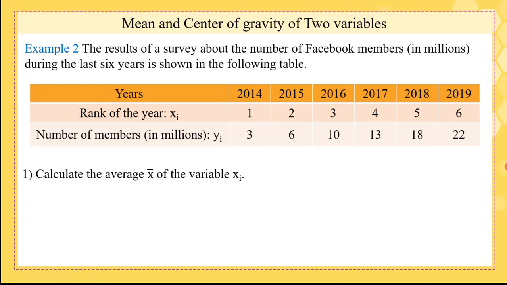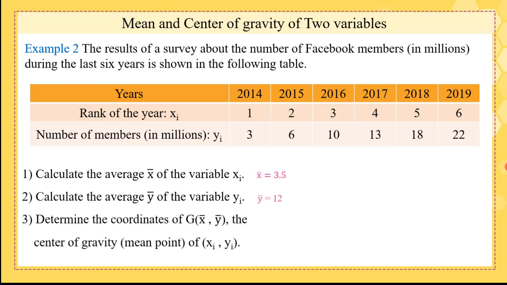Calculate the average x bar of the variable xi. Okay, x bar equals 3.5. Calculate the average y bar of the variable yi. Okay, also here we have to use the calculator to find the numbers in 1 and 2.